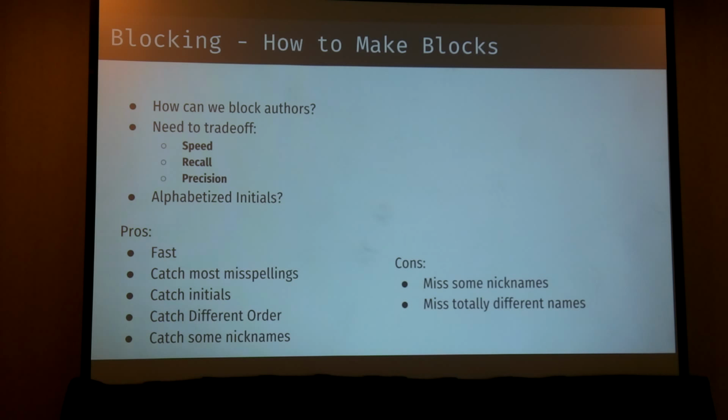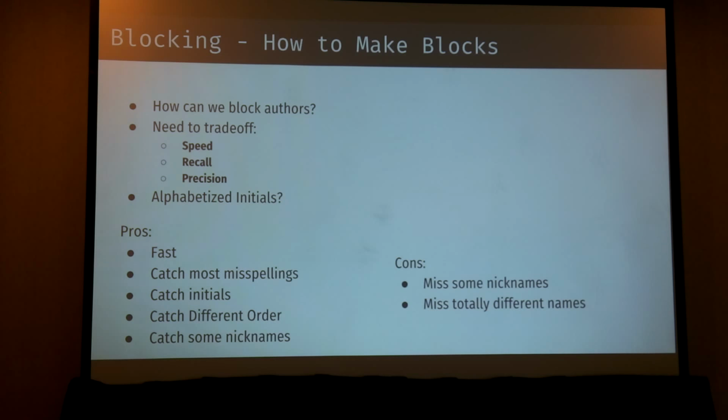It's perfect, alphabetized initials. And this is a very common thing to use when blocking on author names, particularly in citation networks. So we can use alphabetized initials, and some pros on this: it's really fast. It's just some string operations, that's not a big deal. We can catch most misspellings, because most misspellings don't occur within the first letter of a name. We can catch cases where people are initialing on different parts of their name, whether they initial first, last, middle. We can catch different ordering, and we can catch a decent amount of nicknames.